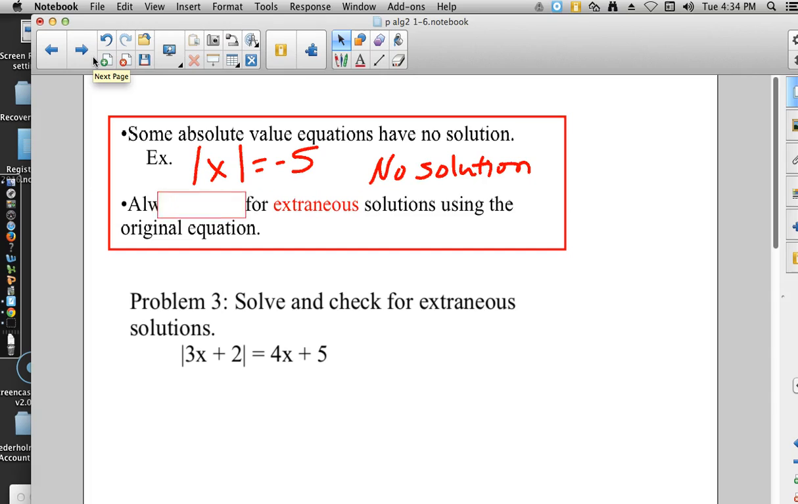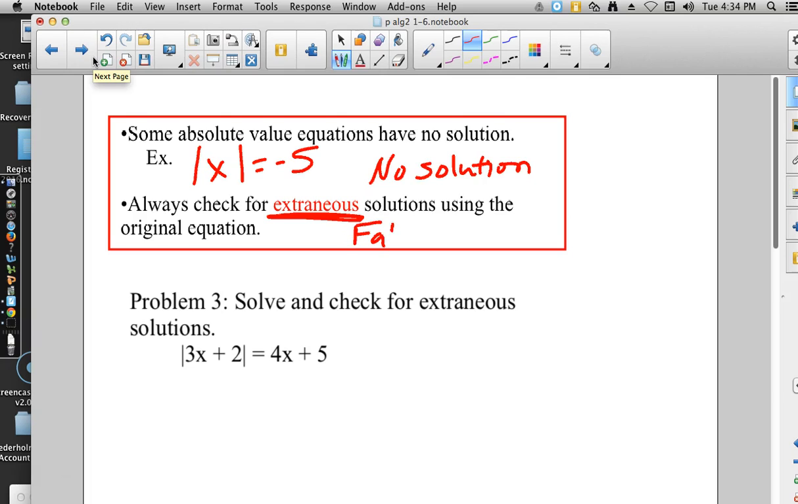So, second little bullet here says always check for extraneous solutions using the original equation. Extraneous is our fancy math word for false solutions. You do all the math right, but you plug it back in and it doesn't work. We have to do that with absolute value. Now you'll notice I didn't check a couple of these just because I didn't want to take more of this video time to do that. But we really need to check every problem that we use absolute value for. We need to do that.